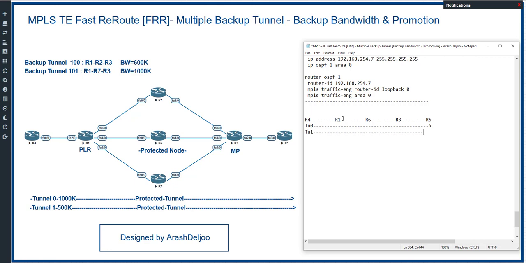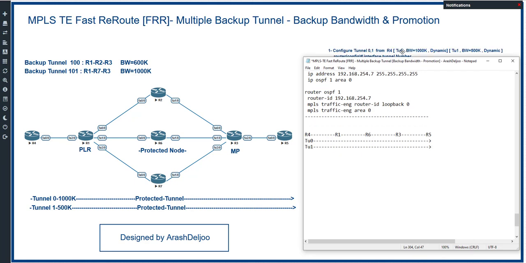Okay, this is the first tunnel, and the second tunnel is tunnel 1. As I can show you here, the requirement of tunnel 0 is a bandwidth of 1000 kilobits per second. Because of that, this tunnel has this requirement, and tunnel 1's bandwidth requirement is 500 kilobits per second. We don't have any problem now because we have this amount of bandwidth on the path of R1, R6, and R3.